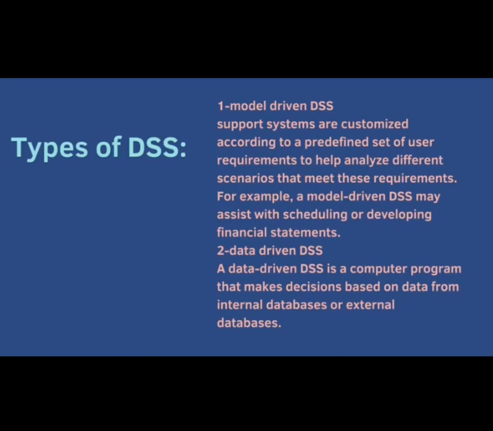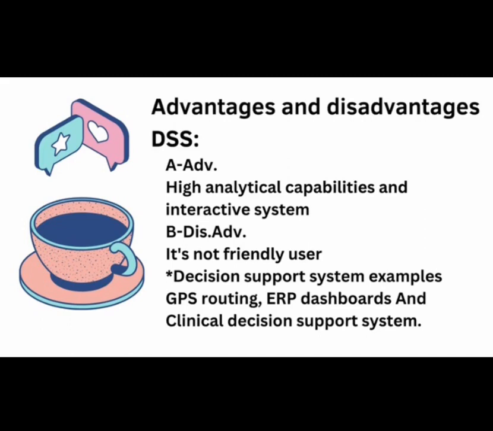And finally, we are going to talk about advantages and disadvantages of DSS. First, the advantages: high analytical capabilities and interactive system. Second, the disadvantages: it's not user friendly. The decision support system has many examples like GPS routing, ERP dashboards, and clinical decision support systems.